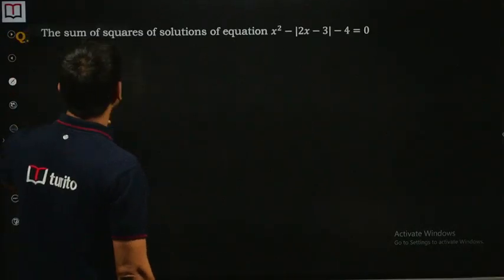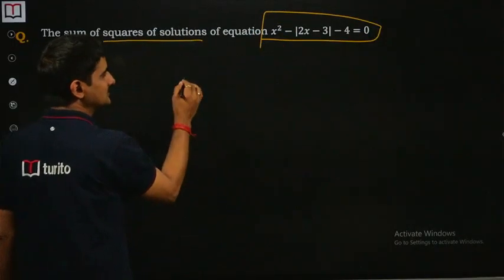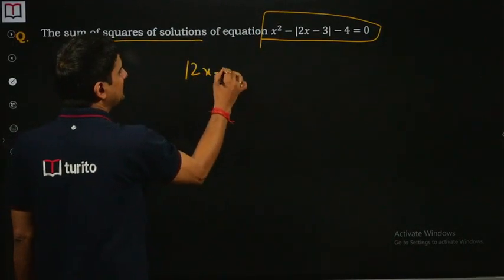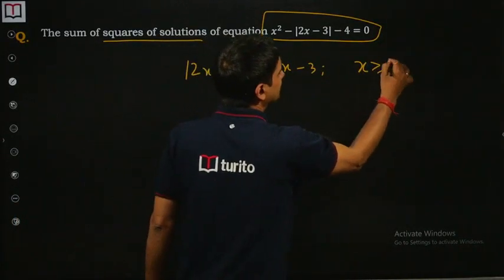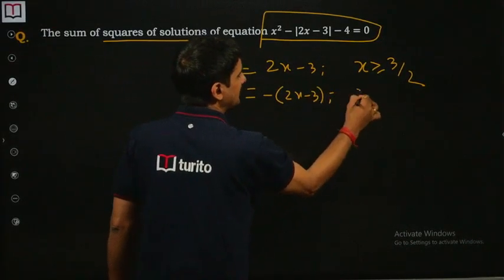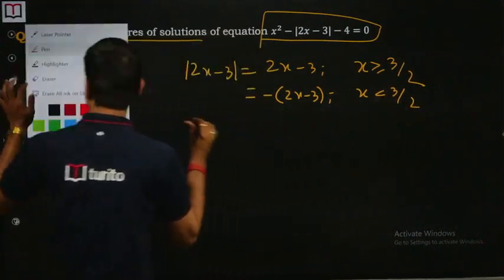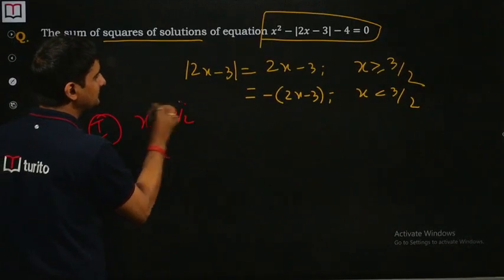The next one is the sum of squares of solution of this equation. So there's a mod. Whenever there's a mod, the only thing I do to start with is to open the mod. So we have two cases here. First case, when x is greater than or equal to 3 by 2. So what do we get?